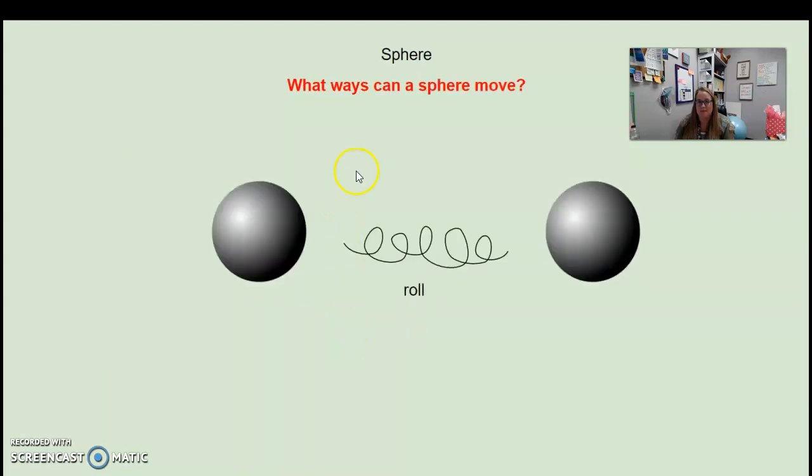The next one we have is a sphere. Well, a sphere, if I push it, it's actually going to make it roll. But if I tried to stack it, they would fall down. So the only thing a sphere can do is it can roll.